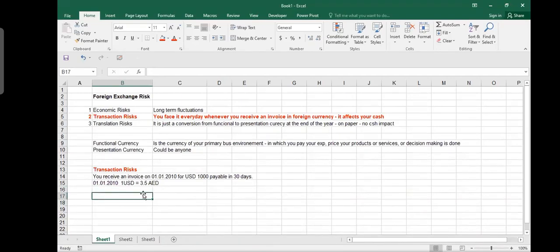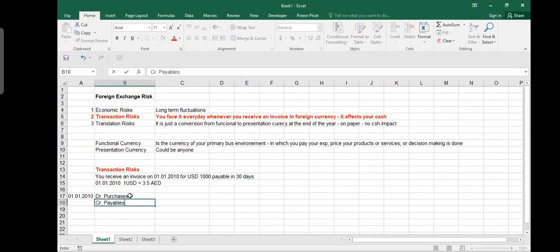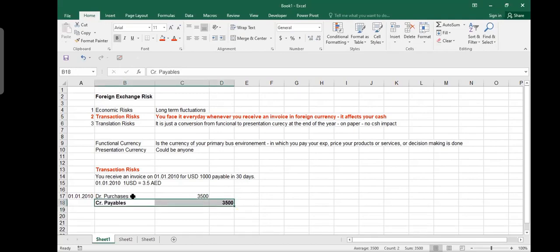So you receive this invoice, and on 01/01/2010, when you receive the invoice, your exchange rate is 1 USD to 3.5 AED. So you will say, debit purchases, credit payables, and you will record 3,500 here and 3,500 here, because on that particular date, 1 USD is 3.5 AED. So you convert 1,000 USDs multiplied by 3.5. This is what you record as your liability, and this is what you record as your purchases.